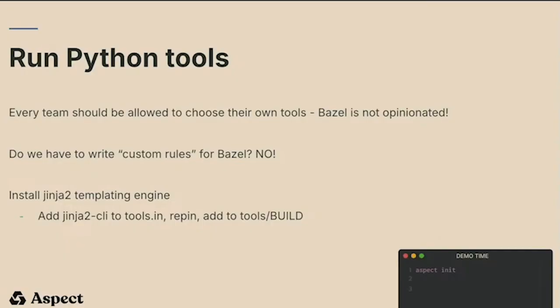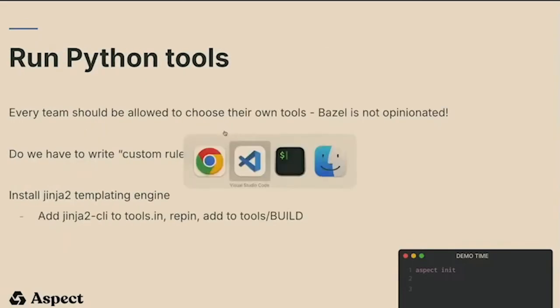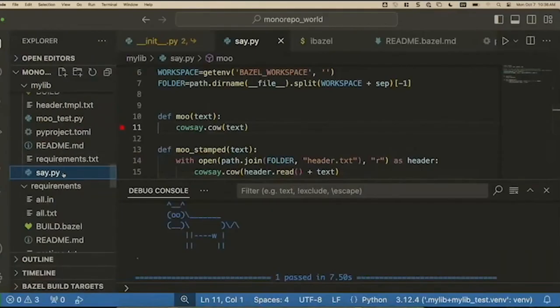And in Bazel, there's a misconception that you have to write something called custom rules and get into Bazel's extension language in order to use any tools. That's false. Let me show you. So we're going to use Jinja 2, which is a templating engine that's pretty popular for Python projects. So that's just a couple of steps.